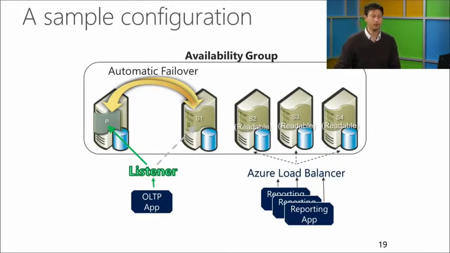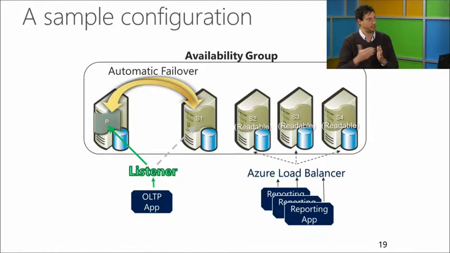This is an example of the type of configurations that you can achieve in Windows Azure. In the same availability group, you can have multiple replicas. In this case, for example, we have one primary and one secondary. And then you have your OLTP application that is running transactions into SQL Server, and it is connecting to the primary through something called the listener.